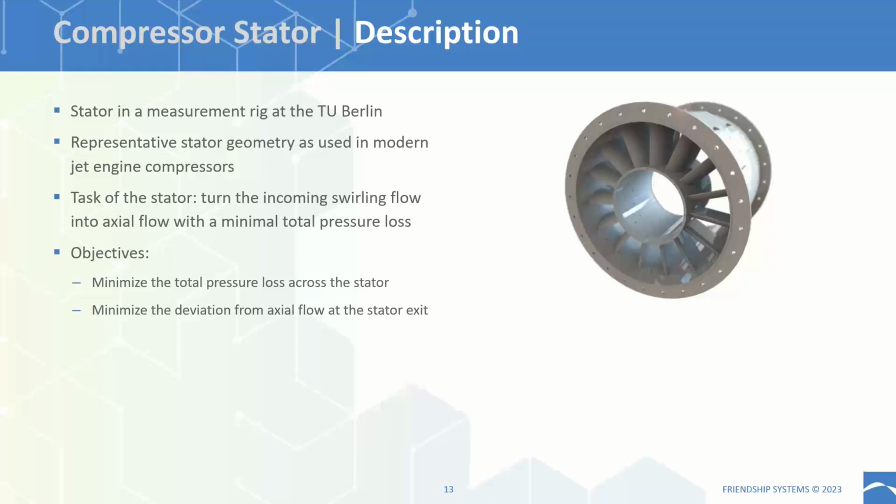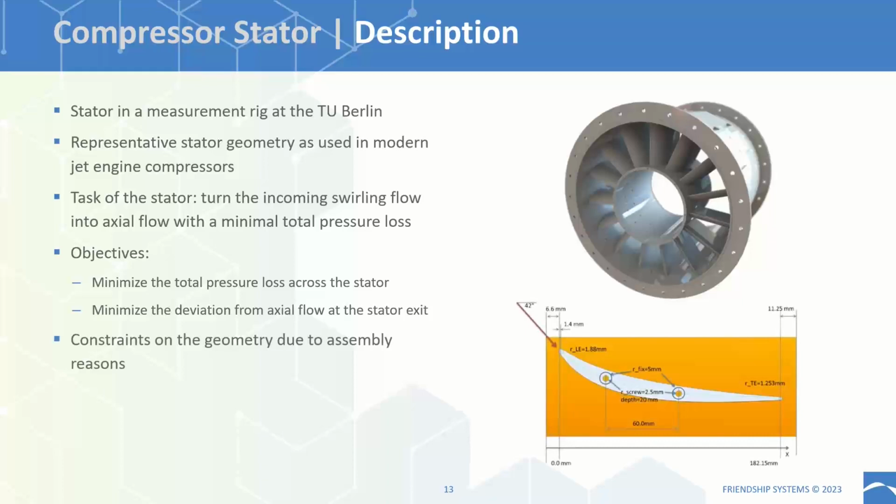We want to minimize the total pressure loss across the stator. We also want to minimize the deviation from the pure axial flow at the exit of the stator. And maybe also in the context of this test case that was set up, the geometry was supposed to be created by additive manufacturing, the blade geometries to be tested afterwards.